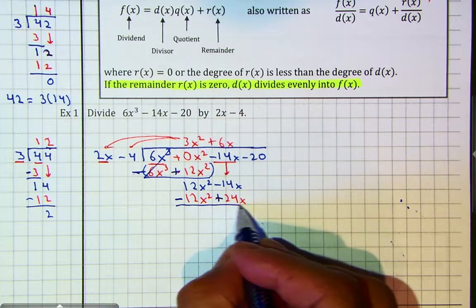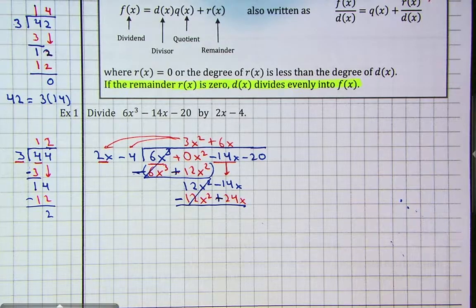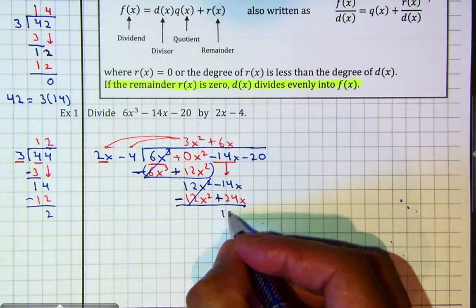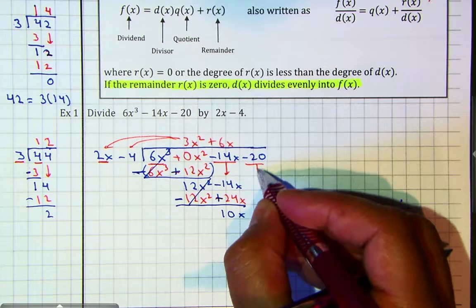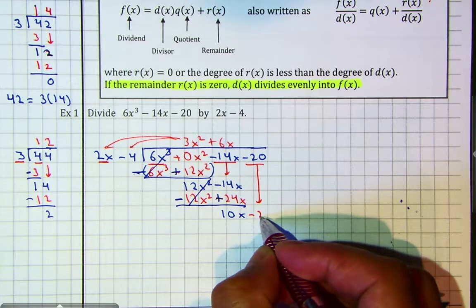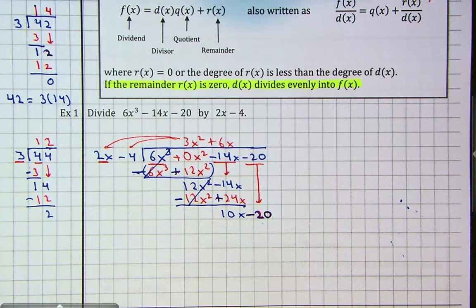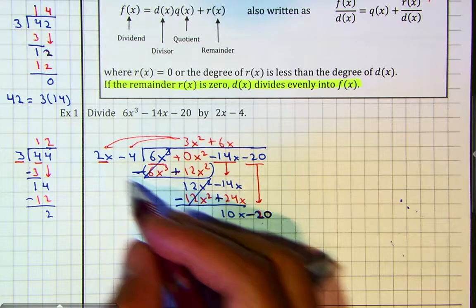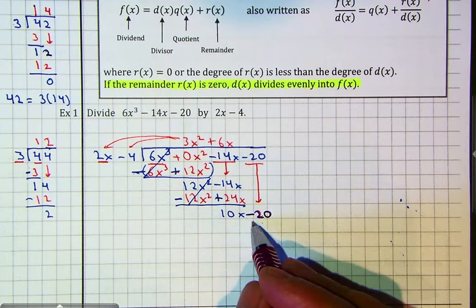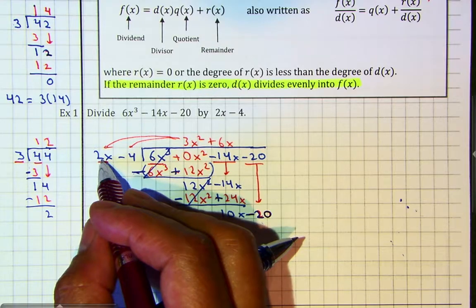And now I'm going to add. That cancels, and that should cancel every single time. This gives me 10x. And what should I do? Continue, bring down the negative 20. And now I continue with the process again. Remember that they have the same exponent. I'm going to stop once my remainder has a smaller exponent than my divisor.